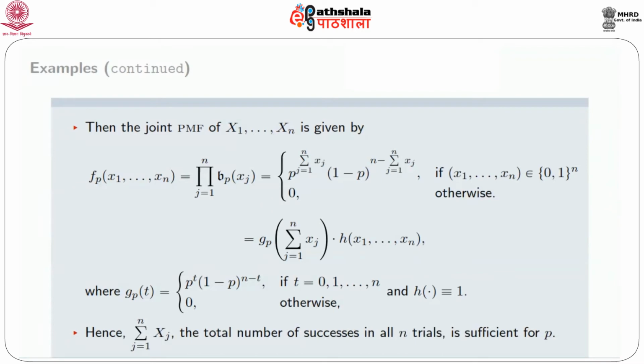Hence we see that the joint PMF of x_1, x_2, ..., x_n is factorized into two parts. The first part, g_p(t), depends on the parameter p and the original observations x_1, ..., x_n through the statistic t, and the second part h(x_1, ..., x_n) is independent of the parameter. Hence the summation over j from 1 to n of x_j, which is the total number of successes in all n trials, is sufficient for the parameter p.